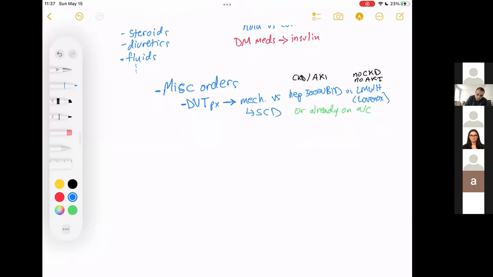Okay, cool. Let's move on. Number two, GI prophylaxis. What's GI prophylaxis? So prophylaxis against peptic ulcer disease, development of peptic ulcer disease.